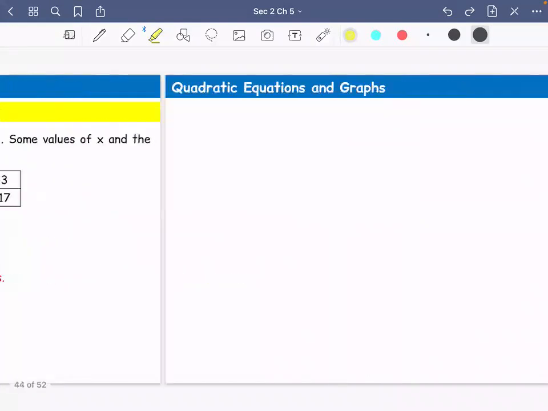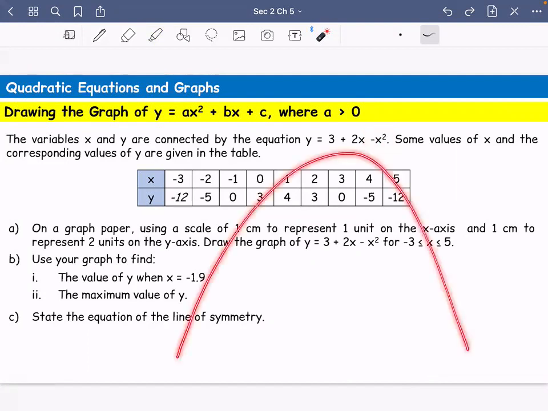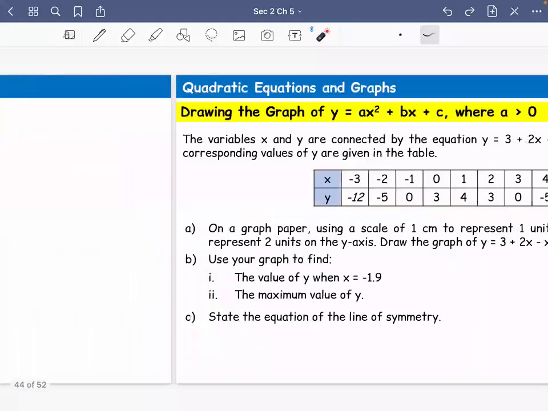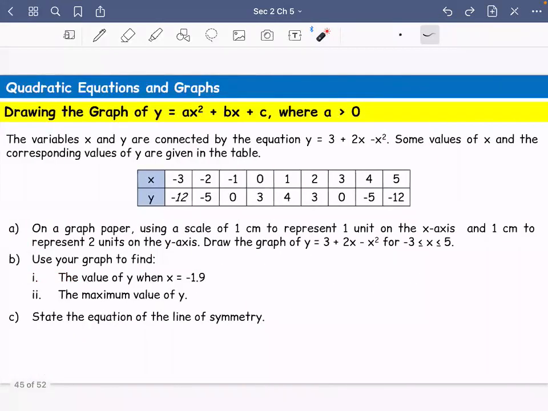This time, a here is negative. Now you can turn your books to page 135. My a here is -1. So that means that if the value of a is negative, your graph is opening downwards. Unlike our example here, where our a is positive, so our graph is opening upwards. Now let's have our last example for today.